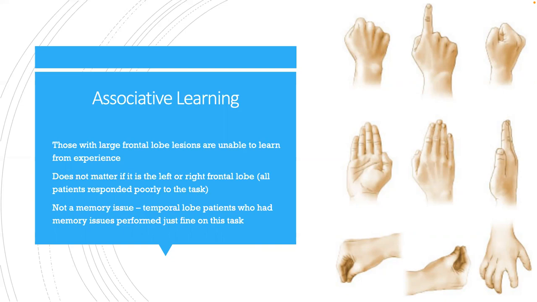They were presented with 9 colored stimuli, and their task was to learn which hand posture was associated with which color, basically. We know that it's not a memory issue because temporal lobe patients who had memory issues performed perfectly fine on this task. And in a similar task, patients were able to repeat the instructions and tell which hand was which.